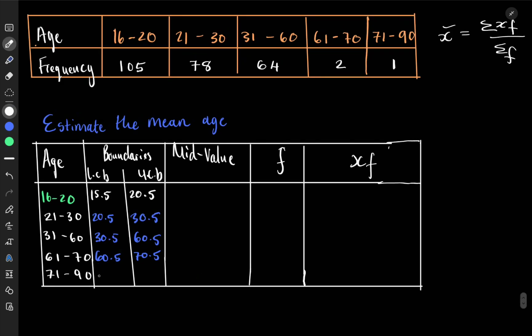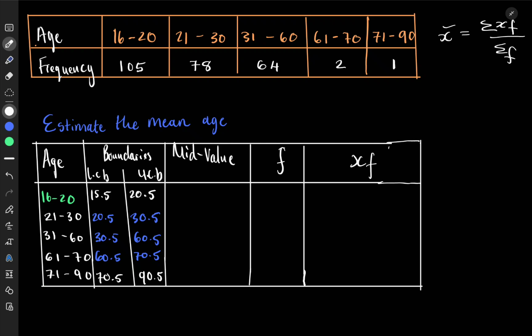71 minus 0.5, I'll get 70.5. 90 plus 0.5, I'll get 90.5. Here are my values. Now I can get the mid value. Why did we make it quite big? So that we can show the calculation. Here's how you get the mid value.